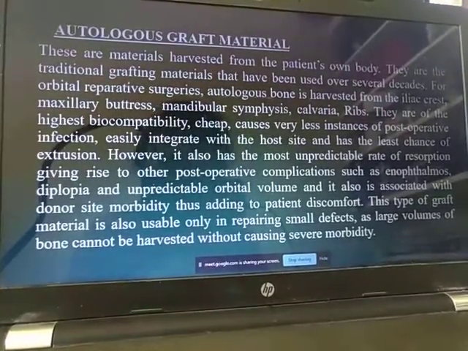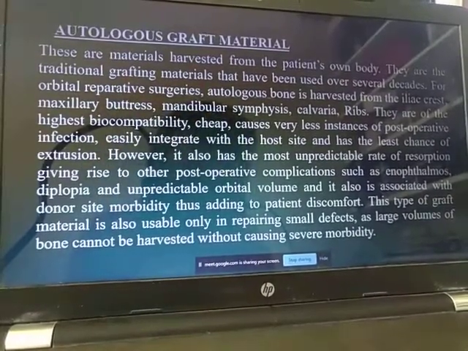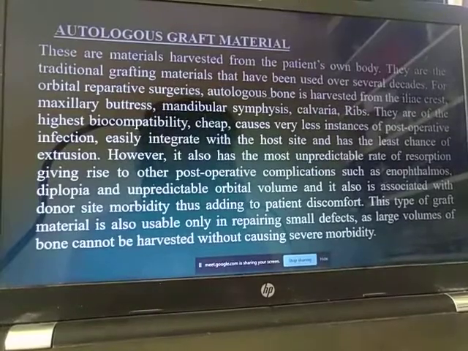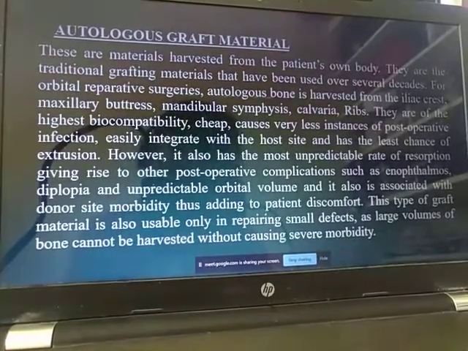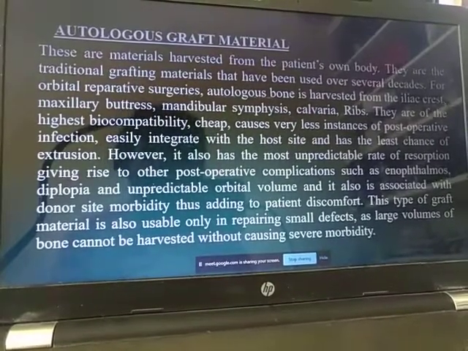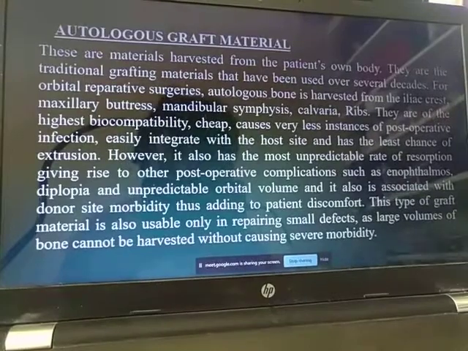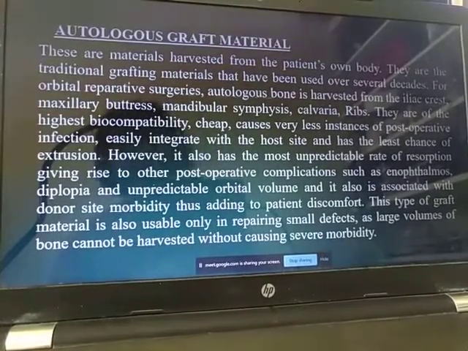They have the highest biocompatibility among all grafting materials. They are very cheap, and they cause very few instances of post-operative infection. They also very easily integrate with the host site because they have the same type of antigenic signature and have the least chance of extrusion.